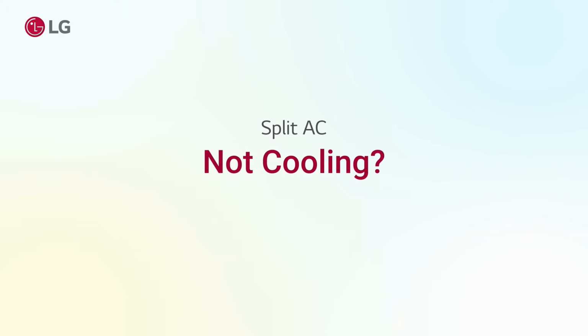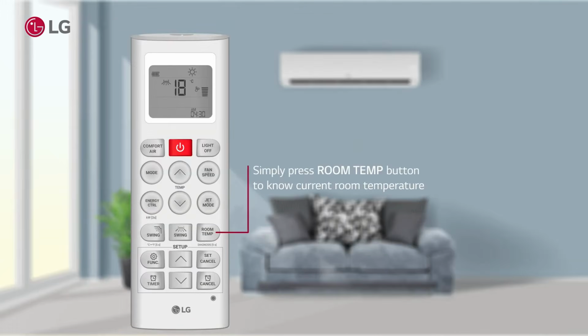Is your split AC not cooling your room properly? Follow these steps if your AC is not cooling your room properly. Press the room temperature button on your remote to see the room temperature.